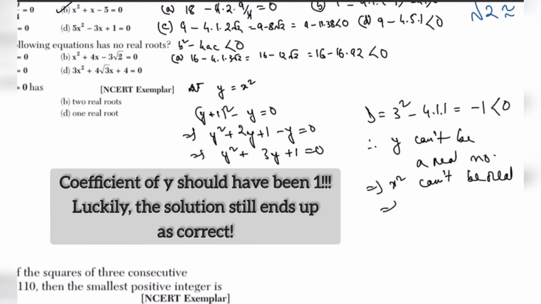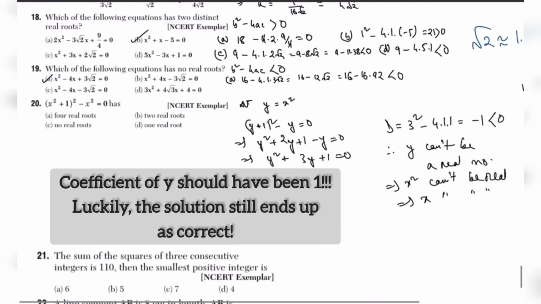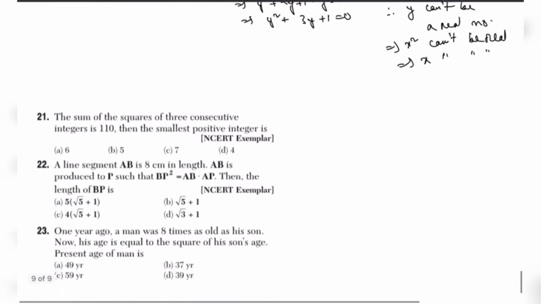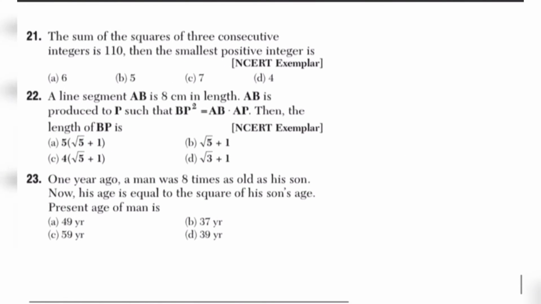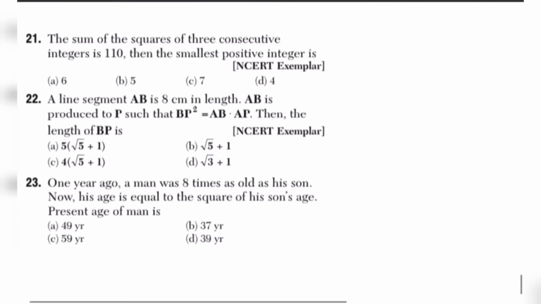Implies that x can't be real, so it has no real roots. Fine. Sum of the squares of 3 consecutive integers is 110. Then what is the smallest positive integer? So 3 consecutive integers, we all know we have to take x minus 1, x, then x plus 1.